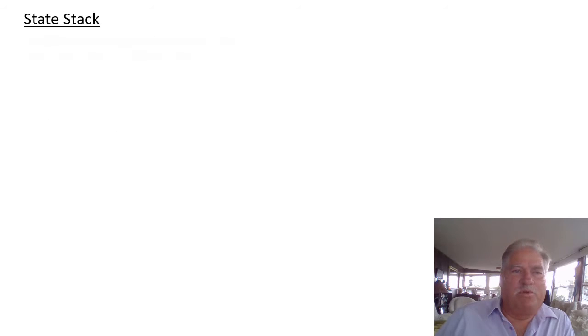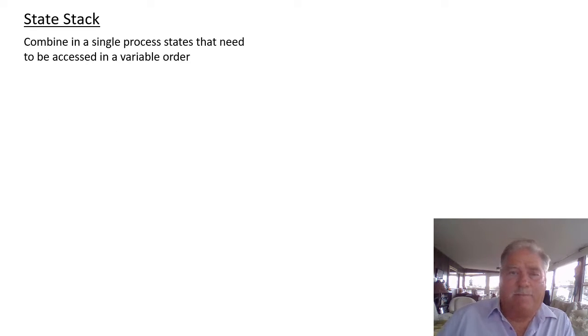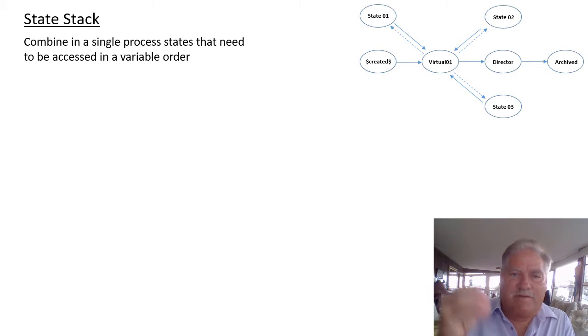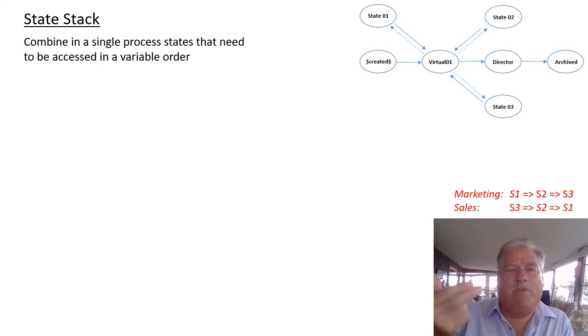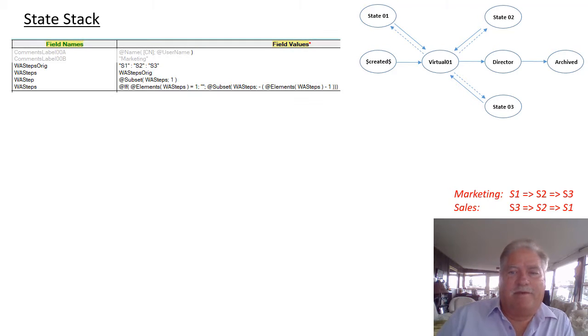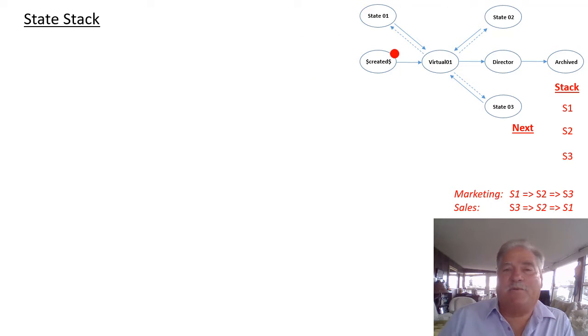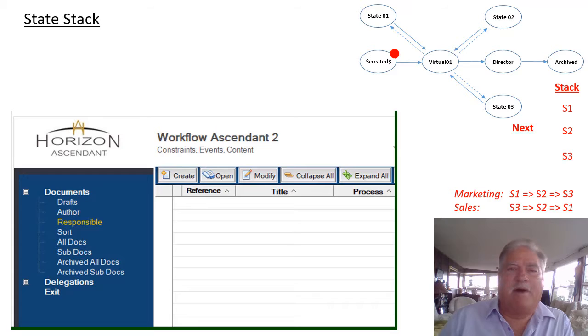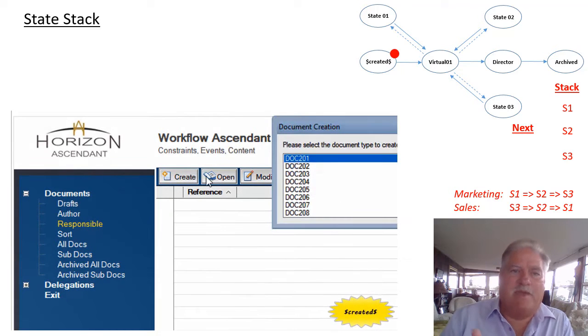And so the first one we'll be looking at is what's known as a state stack. Here is where we push state names onto the stack and pop them off as we go through the workflow. Marketing will go through the states in one order, while sales will go through in a different order. This allows us to essentially combine multiple workflows in the same basic model.